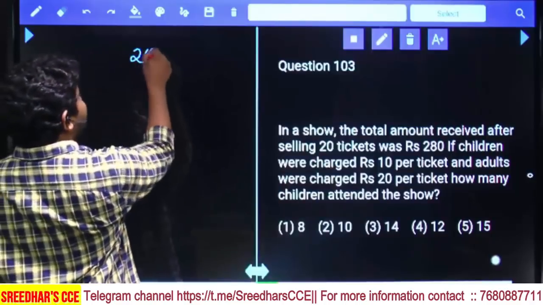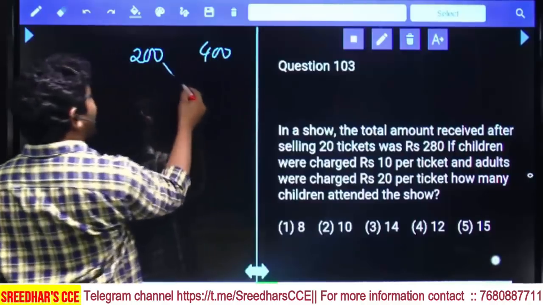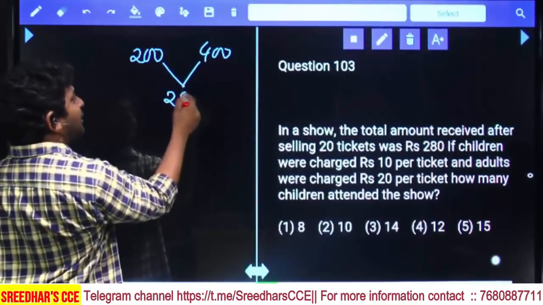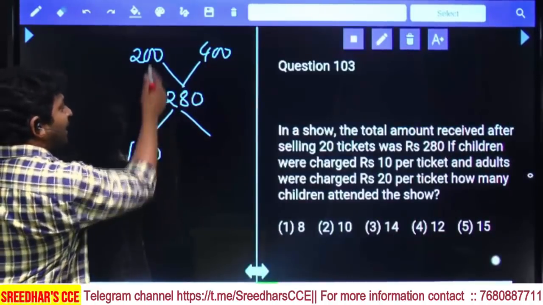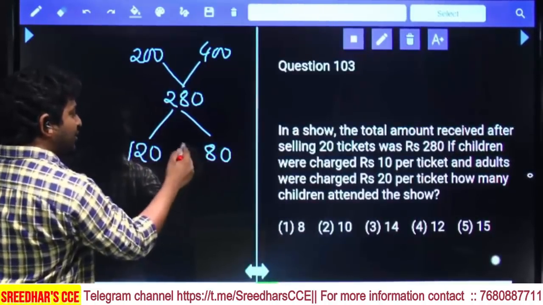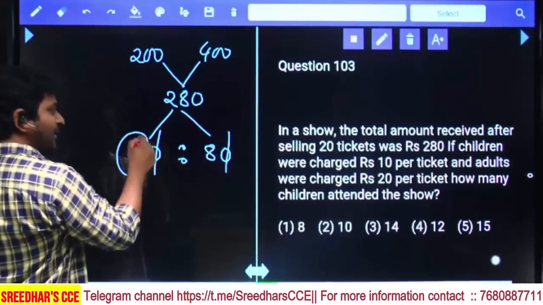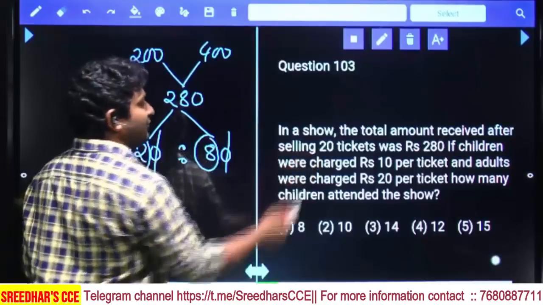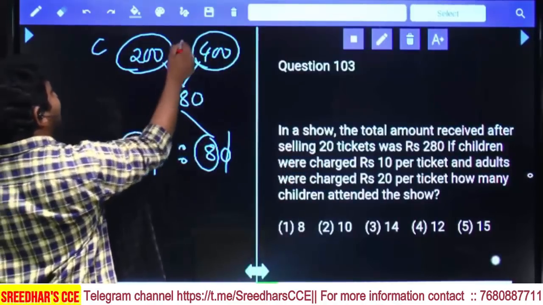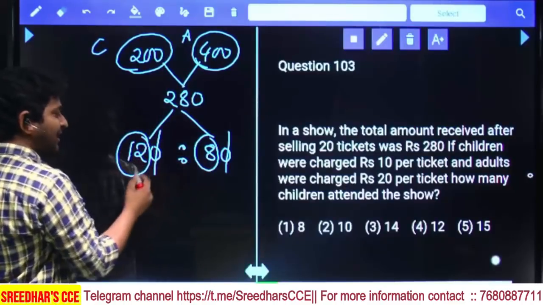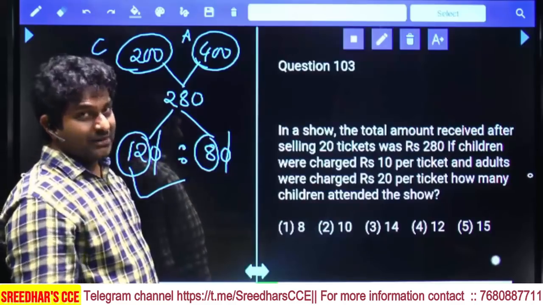Now this is the amount collected by children, this is the amount collected by adults, but together we have only 280. The ratio is 120 here and here it is 80. Now the ratio between both, the 0s get cancelled. I don't want to simplify this because the total number of tickets we have is 20. So children's tickets to adult tickets will be 12 and 8. Your question is about children attended, that is equal to 12, fourth option answer.